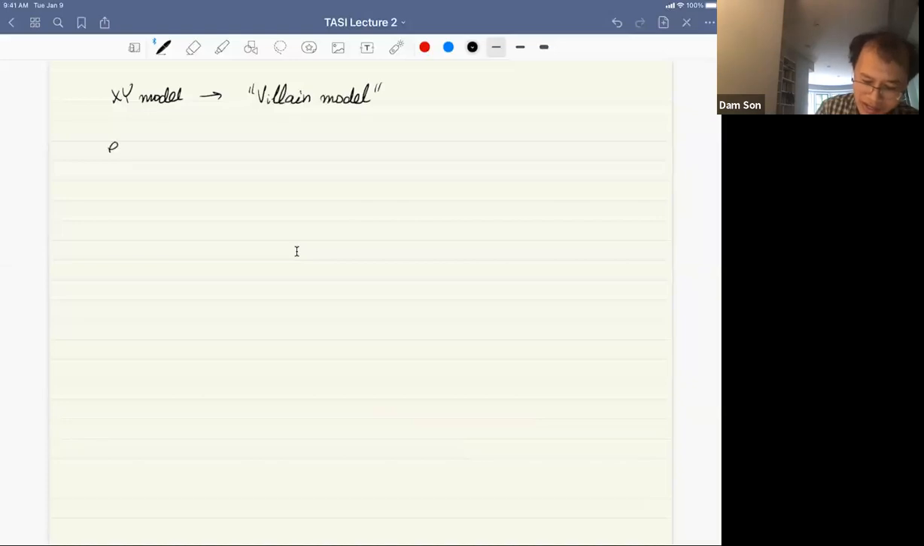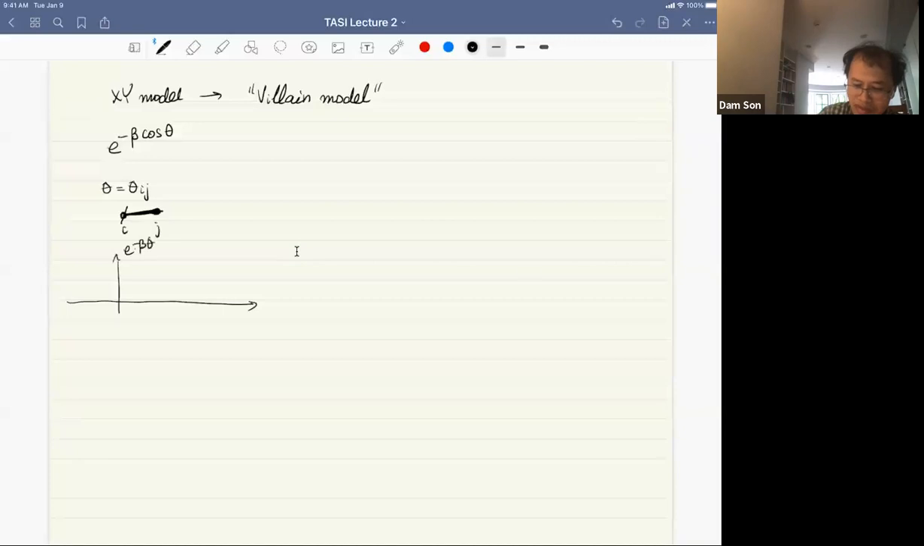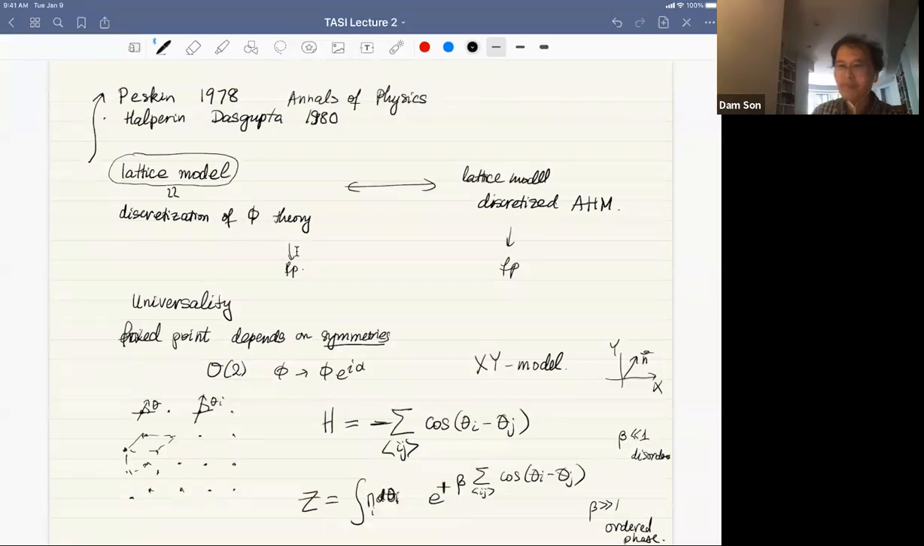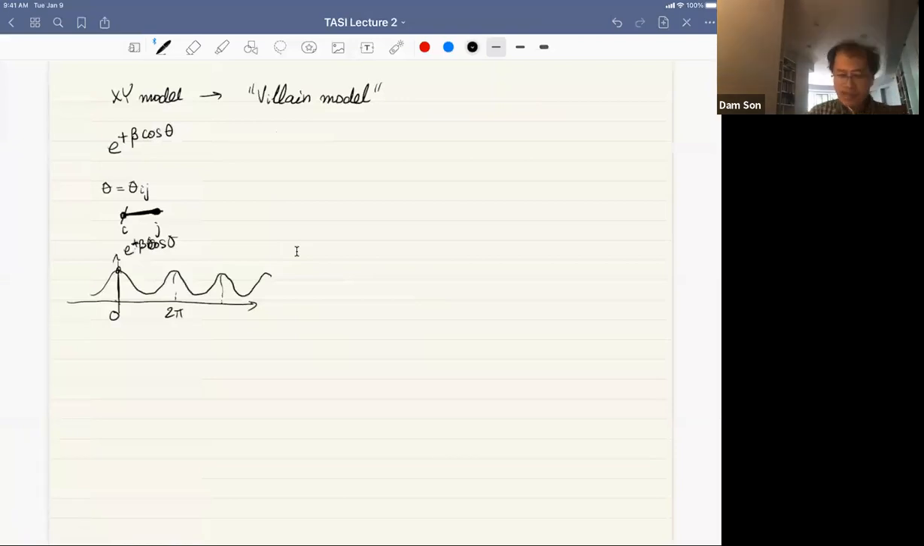So in the XY model, there is this e to the minus beta cosine of theta, where theta is theta_i minus theta_j. The partition function inside the integral is a product of this function, where theta is the difference between the angles on the two sites i and j. If I plot this function, cosine theta is a periodic function with maximum around 0, 2 pi. I should have a plus, sorry, because the Hamiltonian has a minus sign, so e to the minus beta of minus cosine is e to the plus beta cosine theta, a periodic function like this.